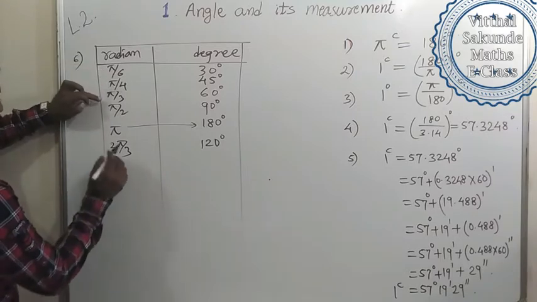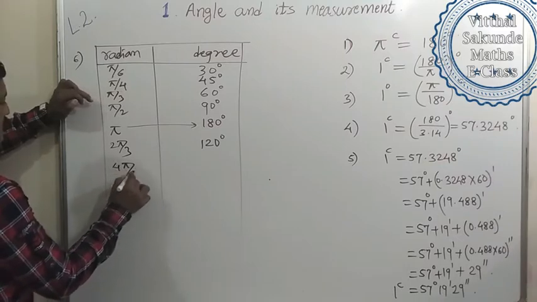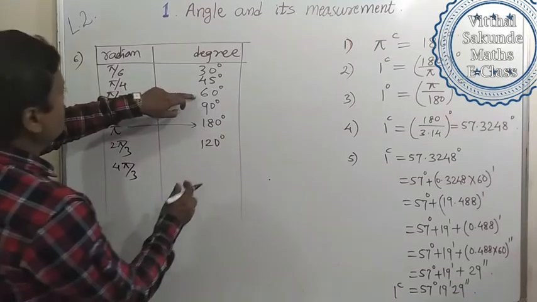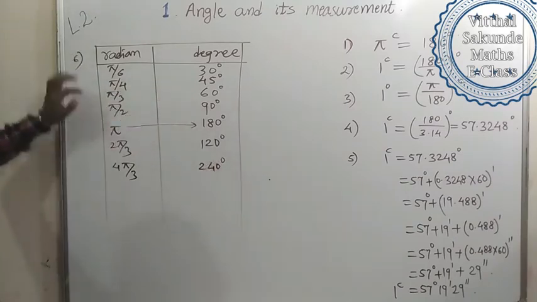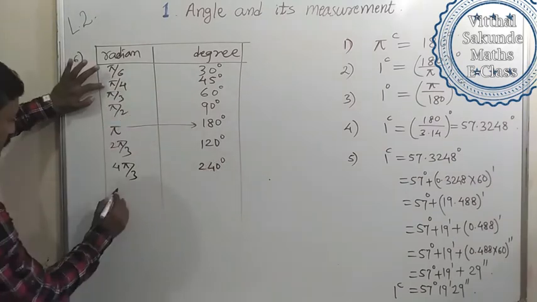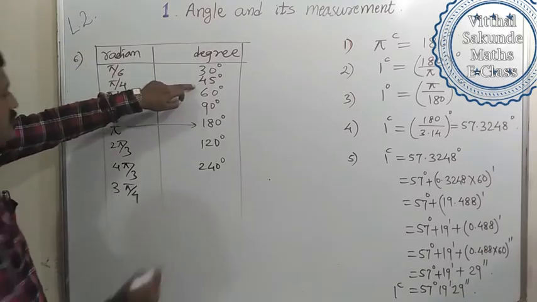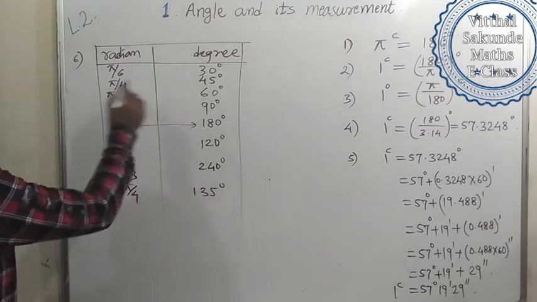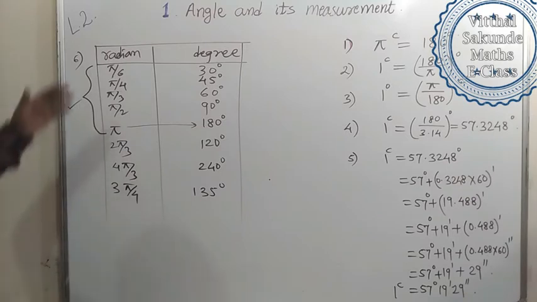So let us take 2 pi by 3. Then if you want 4 pi by 3, then pi by 3 is this, 4 times means 240 degree. You can easily take. If you take 3 times pi by 4, then 3 pi by 4 will be 135 degree. If you remember these angles, then from these values you can find any value.